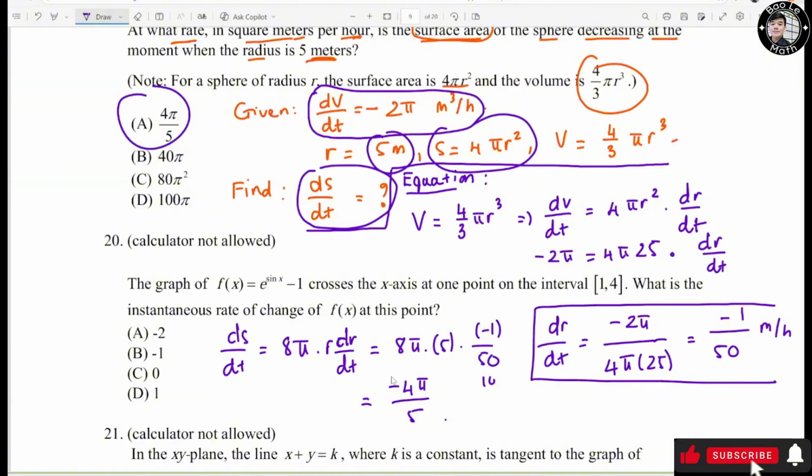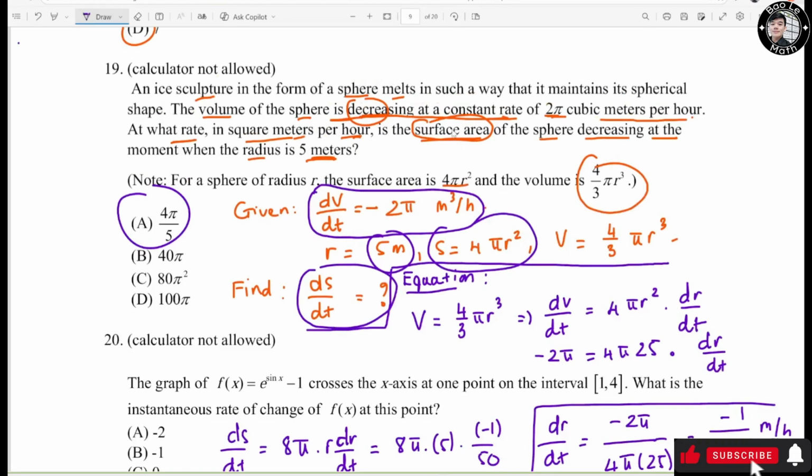Now remember, the negative sign tells us that the rate is decreasing. So we look at the question: it says the surface area of the sphere is decreasing, so we don't need to put the negative sign.